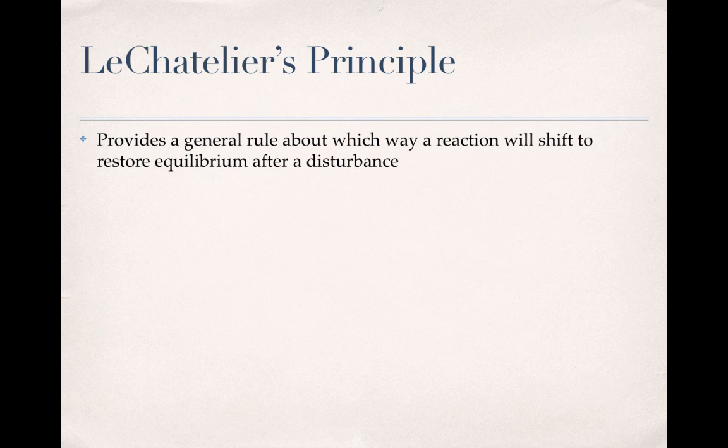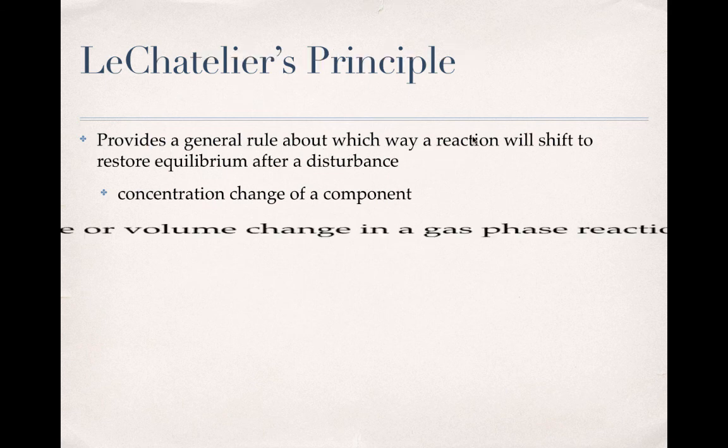And what Le Chatelier's principle covers is a general rule looking at how a reaction will respond in order to restore equilibrium after a disturbance throws a reaction out of equilibrium. So let's take a look at some of the different ways that we can disturb an equilibrium. We can change the concentration of a component. So if we imagine a reaction that's at equilibrium, and perhaps we add something more to the reaction, or maybe we take something away, how will that reaction respond?